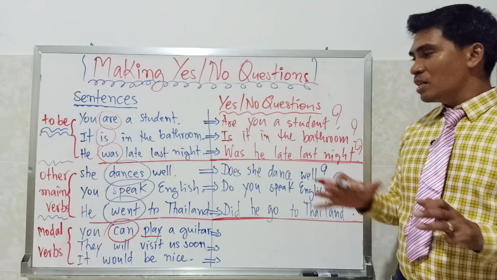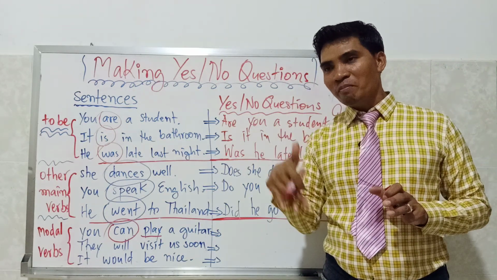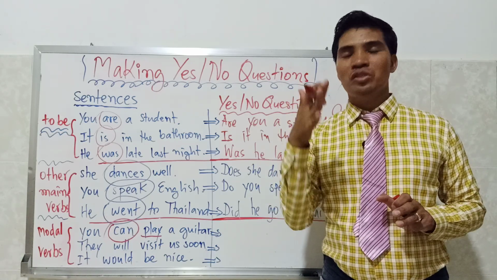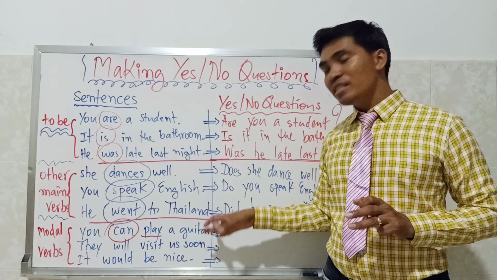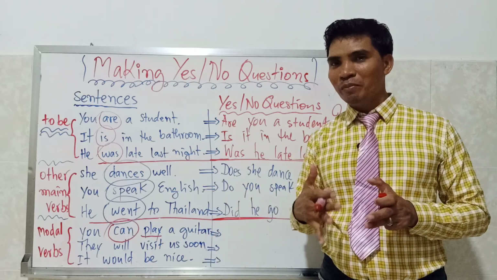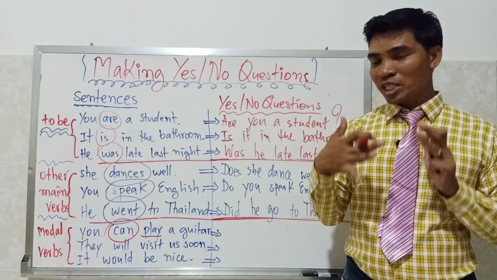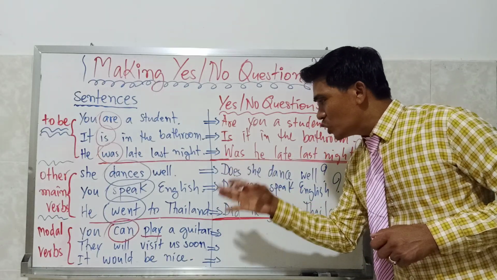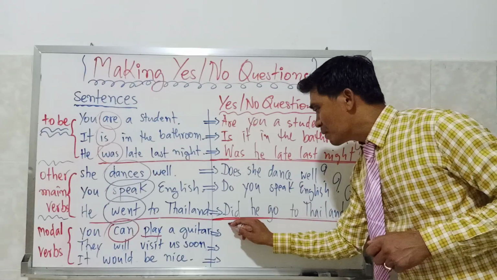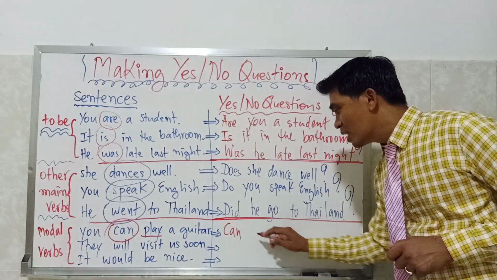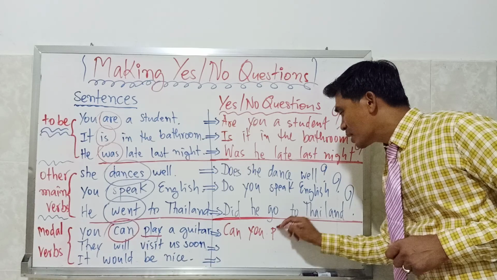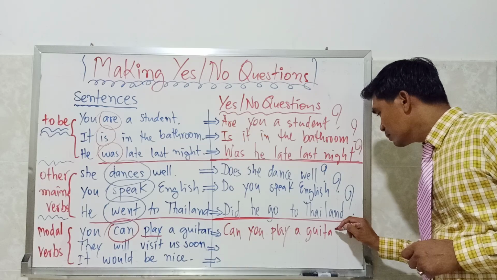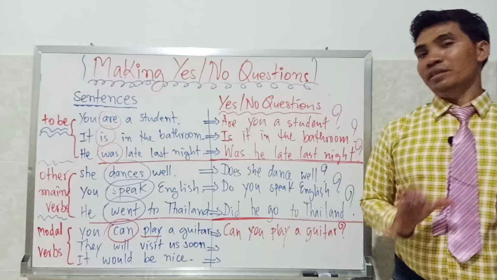But when you see a sentence with a modal verb, to make a yes-no question, please start with the modal verb. In this sentence we have the modal verb can, so please start your yes-no question with can. You can play a guitar. You start with can. Can you play a guitar? Yeah, can you play a guitar?